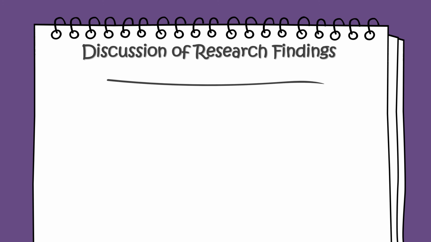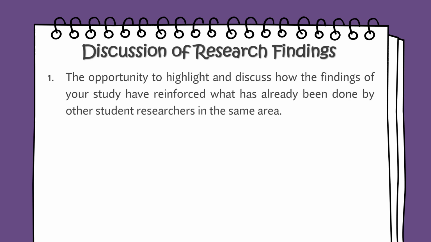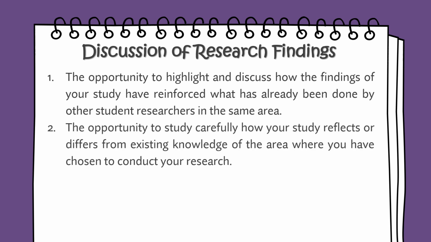The discussion of research findings should provide not only a review of the findings, but also examples of novelty or original thought. As you relate these results to relevant literature, your discussion of the research findings should be well organized and broad in scope. This discussion should give you the following opportunities. First, the opportunity to highlight and discuss how the findings of your study have reinforced what has already been done by other student researchers in the same area.